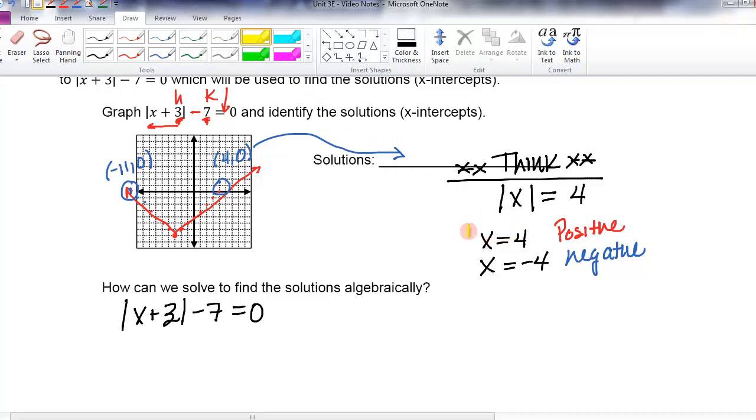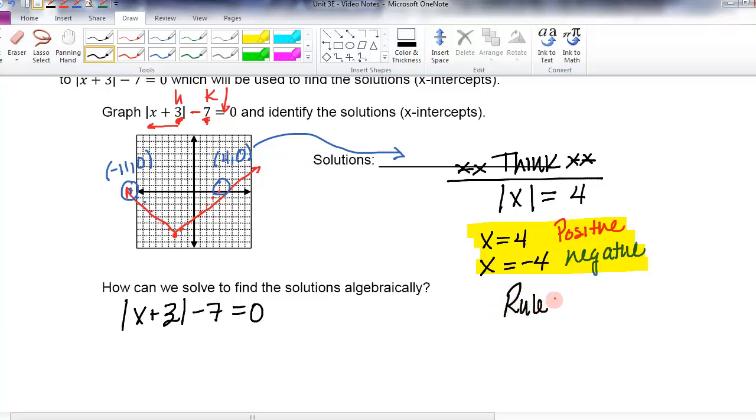And that's what we have to use, this concept right here. We have to use this concept when we go to solve algebraically, that there's going to be a possible negative form and a possible positive form. So we're going to solve 2 forms when we look at this one here. But before we start that, we have to get the absolute value by itself.